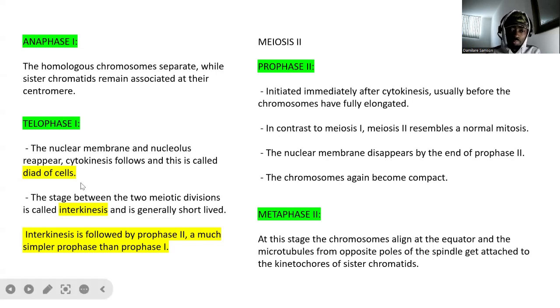So the stage between the two meiotic divisions is called interkinesis. If you remember, interkinesis is more like interphase. So instead of saying interphase, we call it interkinesis. Because at that very stage, you will have synthesis of new cells to go ahead with another division. So interkinesis is generally short-lived. Interkinesis is followed by prophase 2, a much simpler prophase than prophase 1. Now we've moved to meiosis 2 now.